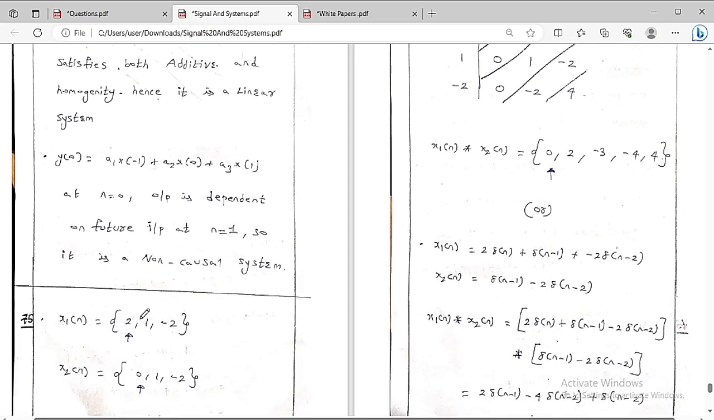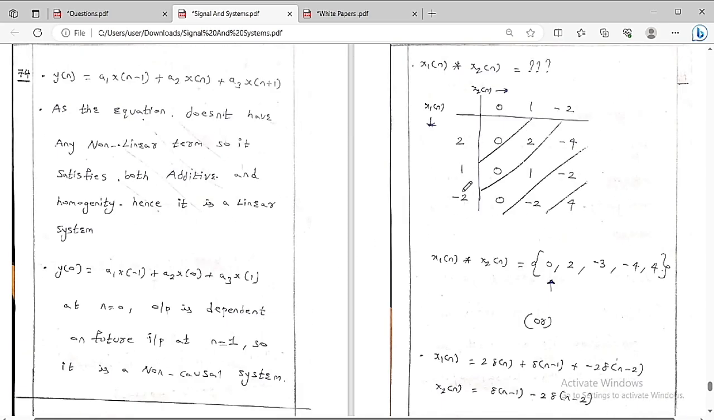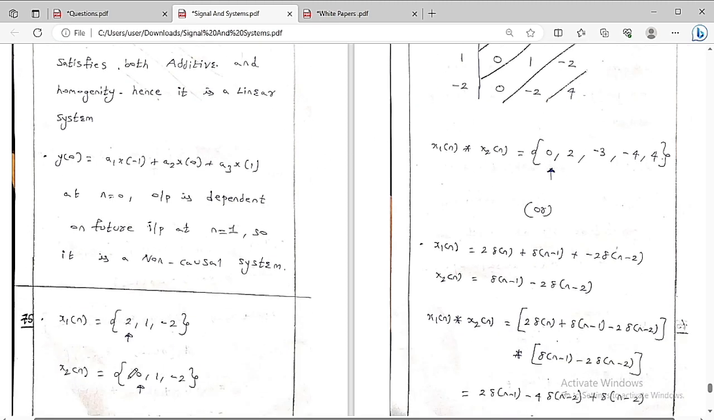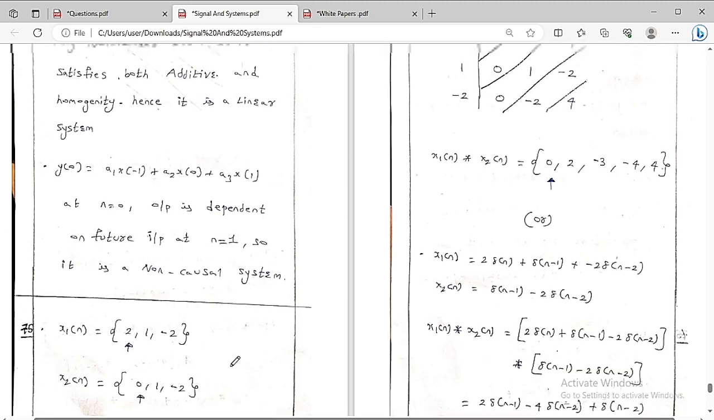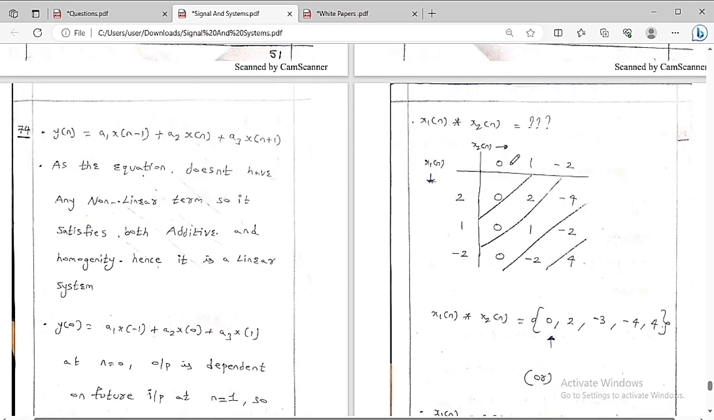So this is nothing but 2, 1, minus 2. Here, the elements in x1 of n are 2, 1, minus 2, and the elements in x2 of n are 0, 1, minus 2. So do the multiplication. 2 into 0 is 0, 2 into 1 is 2, 2 into minus 2 is minus 4. 1 into 0 is 0, 1 into 1 is 1, 1 into minus 2 is minus 2. Minus 2 into 0 is 0, minus 2 into 1 is minus 2, minus 2 into minus 2 is plus 4.